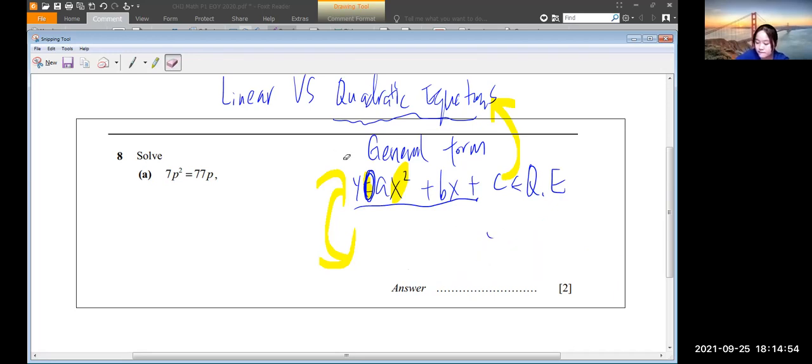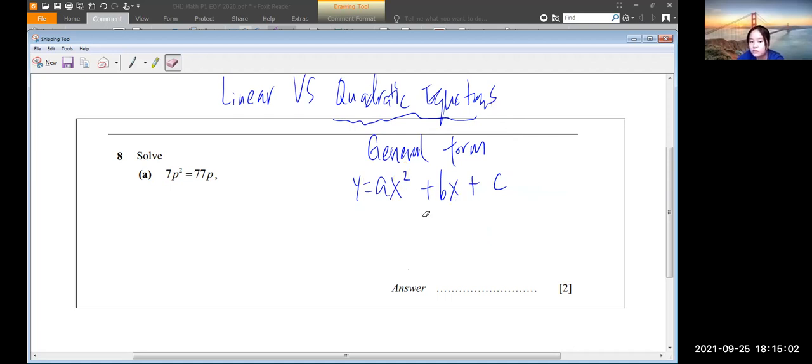When you have a quadratic equation, the first thing you do is express it in this format. So I put the 7p square here, and then the minus 77p here, and then equate it to 0. Am I right? What do you do next?